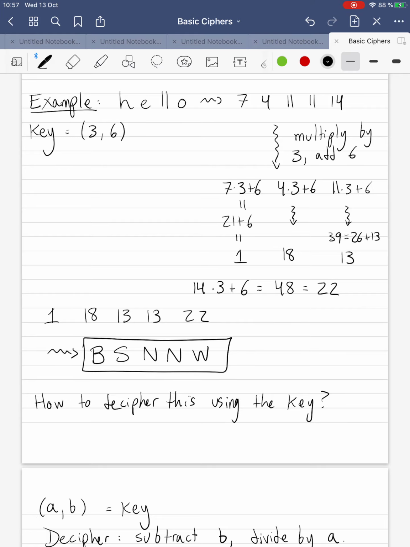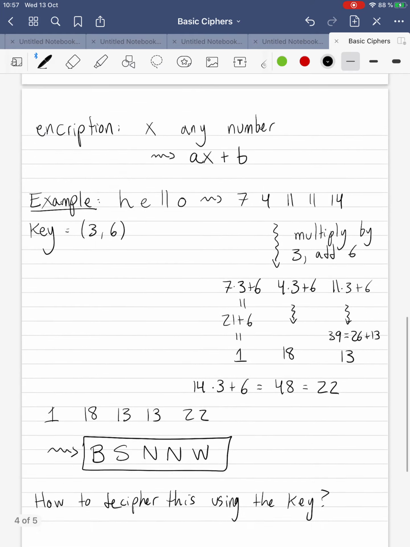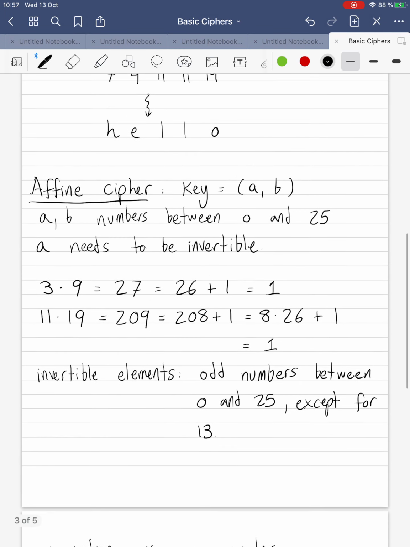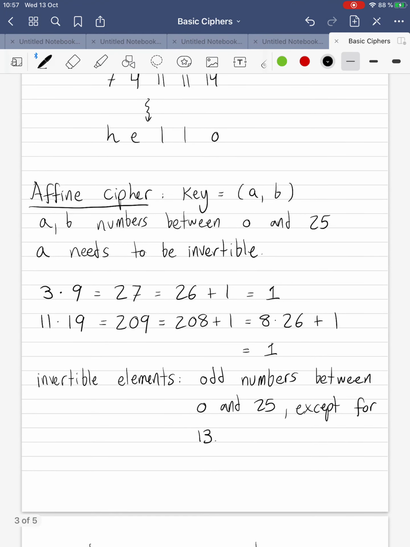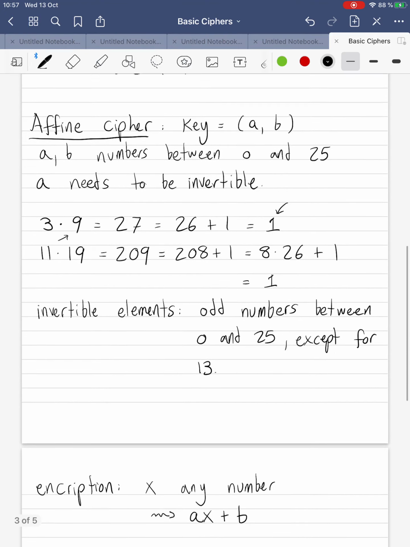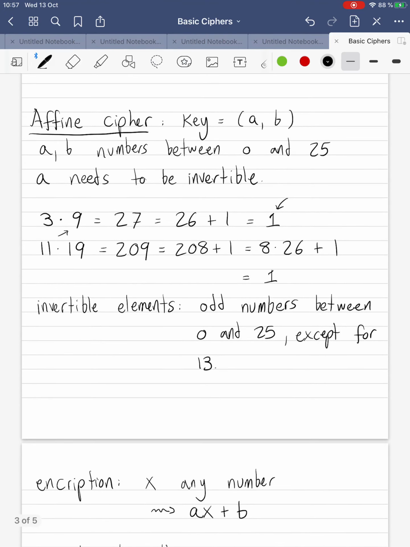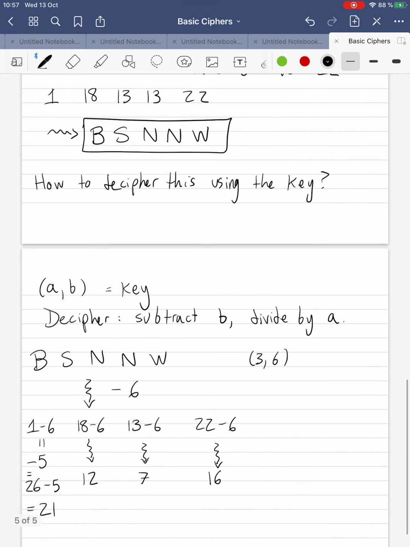Okay, but now how do we divide by 3? That's the interesting thing here. We can't really divide by 3 in the sense that we're not going to use rational numbers here, but we can multiply by 9. Multiplying by 9 undoes what we did when we multiplied by 3. If I multiply by 3 and then I multiply by 9, I'm just multiplying by 1 and I'm not doing anything. So division by 3 is just multiplying by 9.